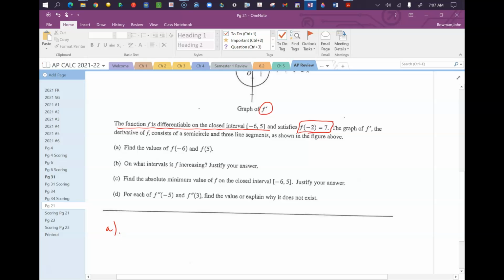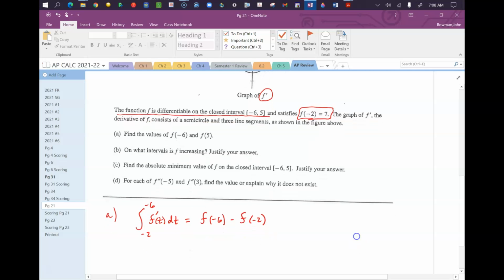So in this first part, we can use the fundamental theorem, and we can say, oh, the integral from -2 to -6 of f prime of t dt is going to be the antiderivative of f prime, which is just f evaluated at -6 minus f evaluated at -2. Now you might ask why I picked -2 and -6. I picked -6 because I want to evaluate f there, and I picked -2 because I already know the value of f there.